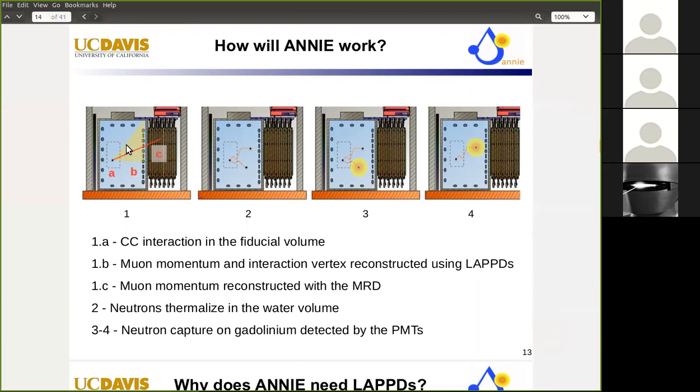First of all, you start with a charged current interaction in your fiducial volume here. This interaction will create a muon that's going to travel in your water and in your MRD. You will reconstruct the momentum and the interaction vertex using the LAPPDs placed downstream of the beam, and the rest of the momentum will also be reconstructed in the MRD. And then when your event happens, you may create neutrons. Those neutrons will thermalize in the water volume to be subsequently captured on gadolinium atoms, which will release about 8 MeV in a gamma cascade. And this gamma cascade will be seen by the numerous PMTs that we have in the water volume.